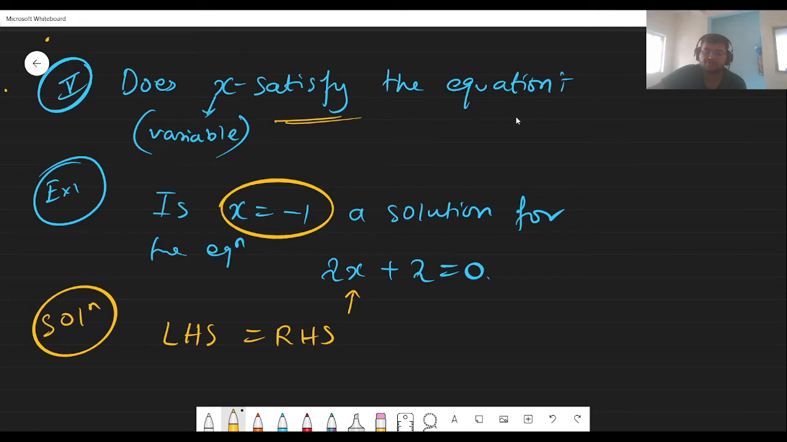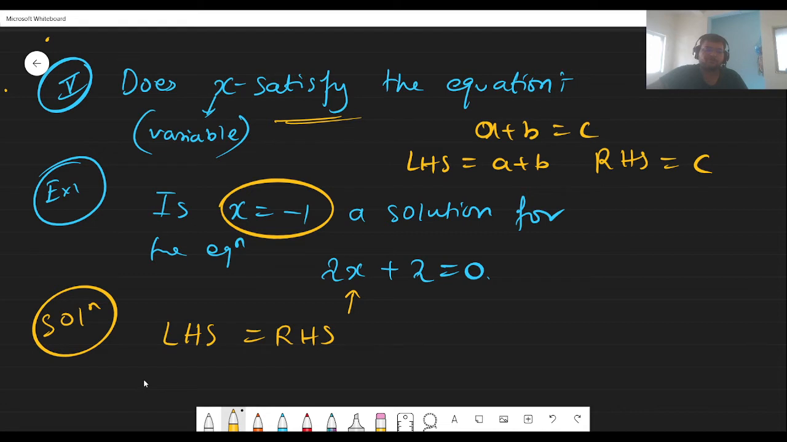An equation has two sides. If the equation is a plus b equals c, then the LHS will be a plus b. LHS is the short form of left hand side, because it is to the left of the equals sign. The RHS will be the right hand side, that is c. If both are the same, then the equation is satisfied.